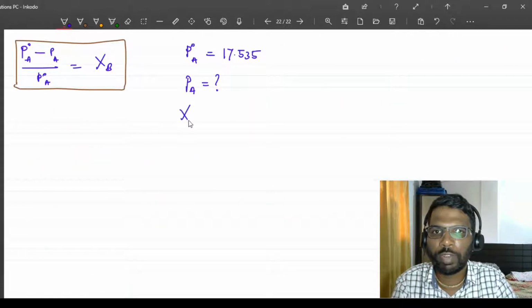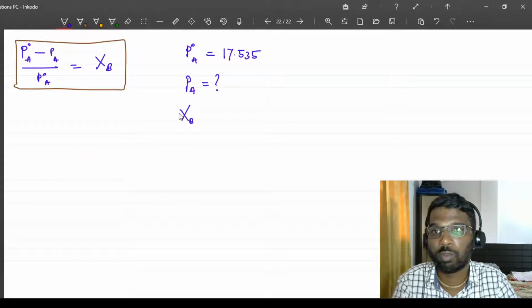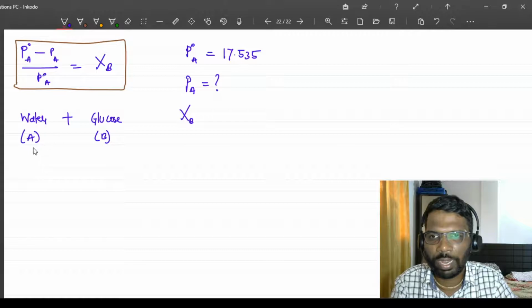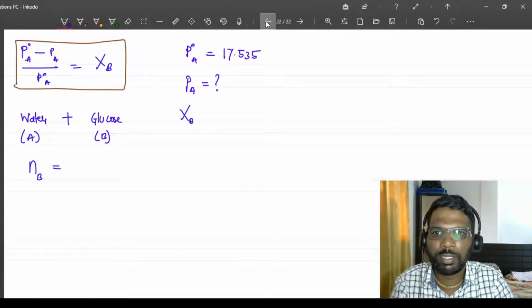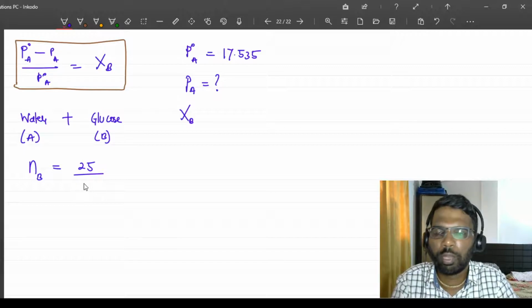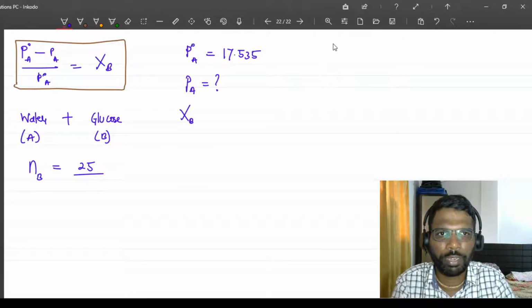Do we have the mole fraction of B? No, we will have to find the mole fraction of B. In this case, there are two components, water plus glucose. I will consider water to be A and glucose to be B. For the mole fraction of B, I want to know the number of moles of both components. The number of moles of glucose is 25 grams, so 25, the weight taken, upon its molar mass.